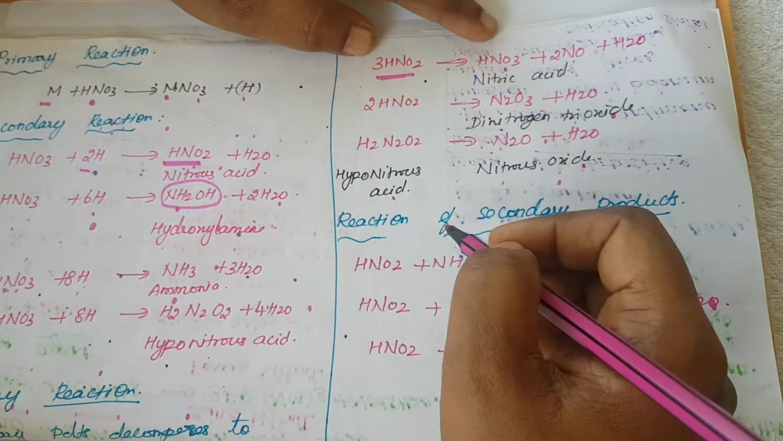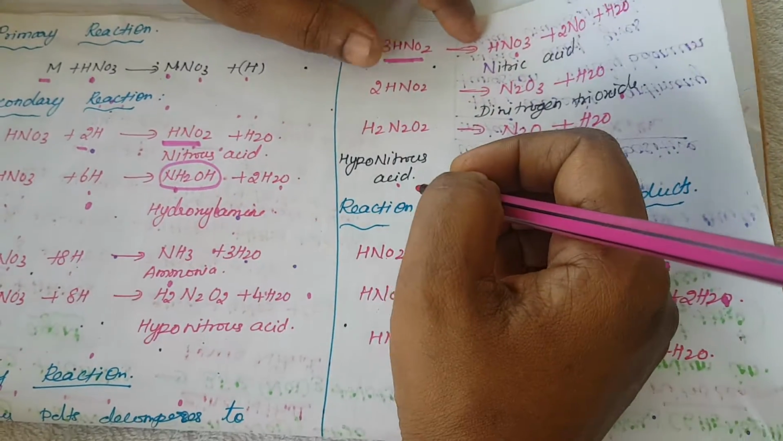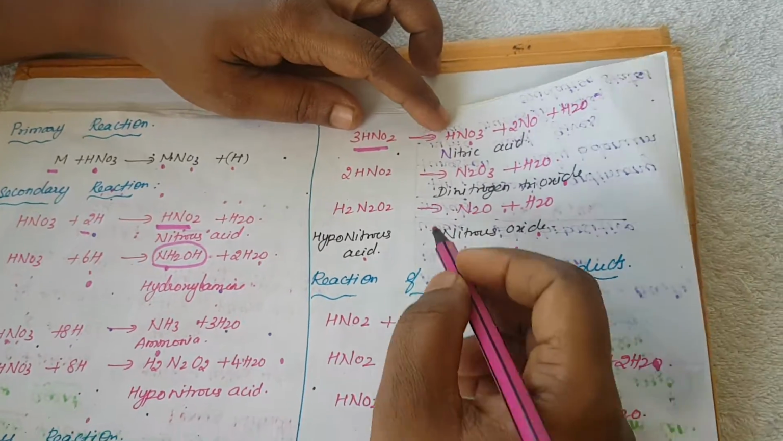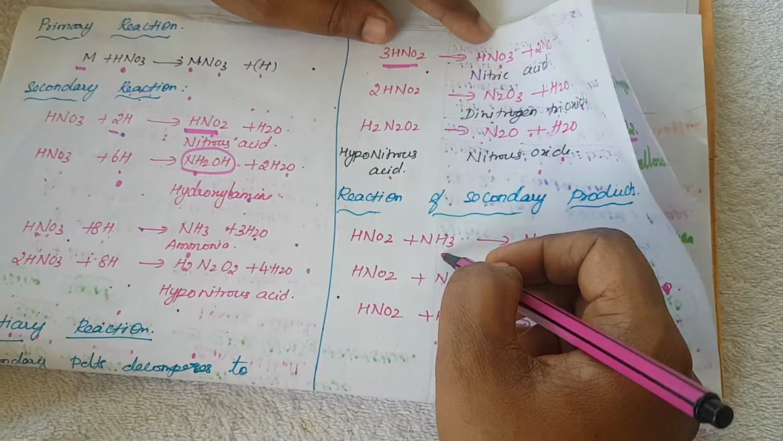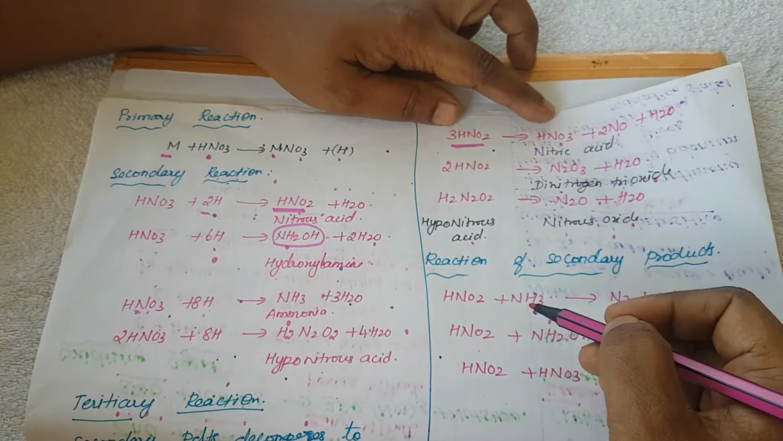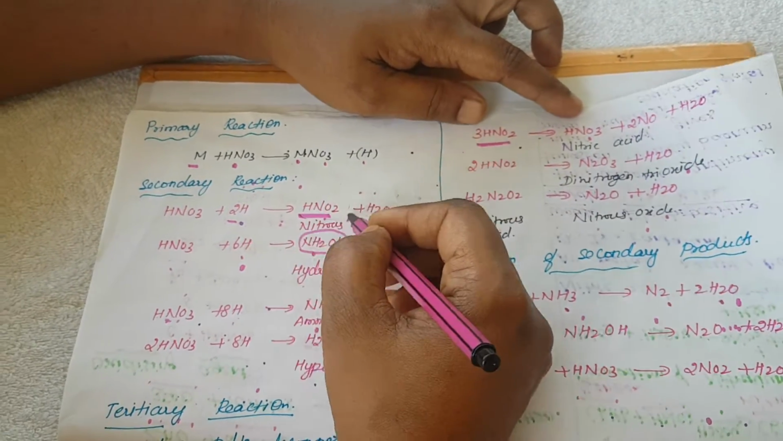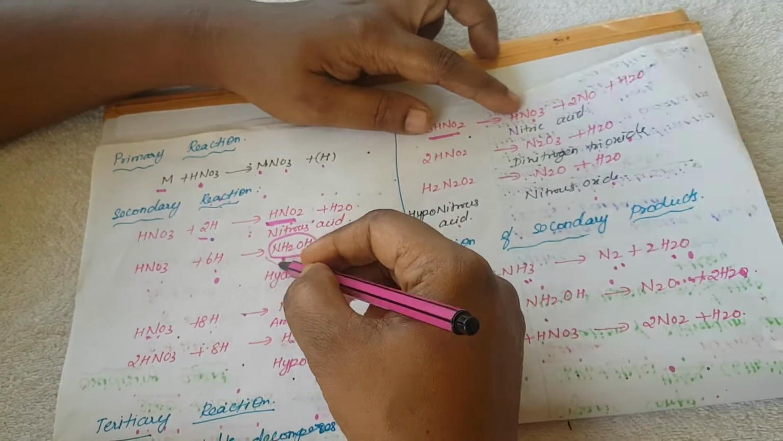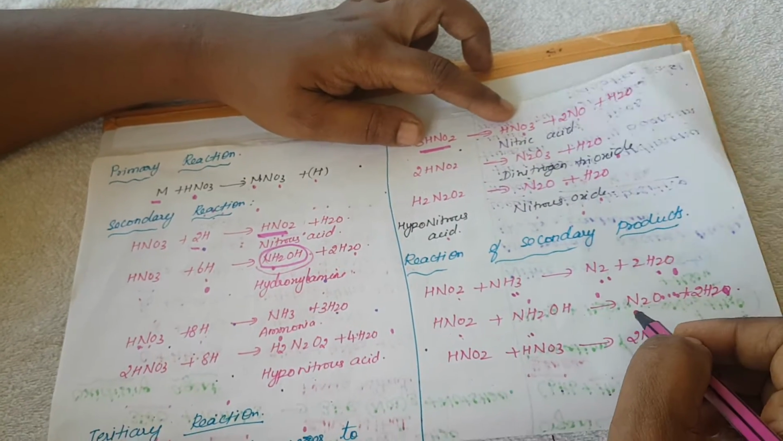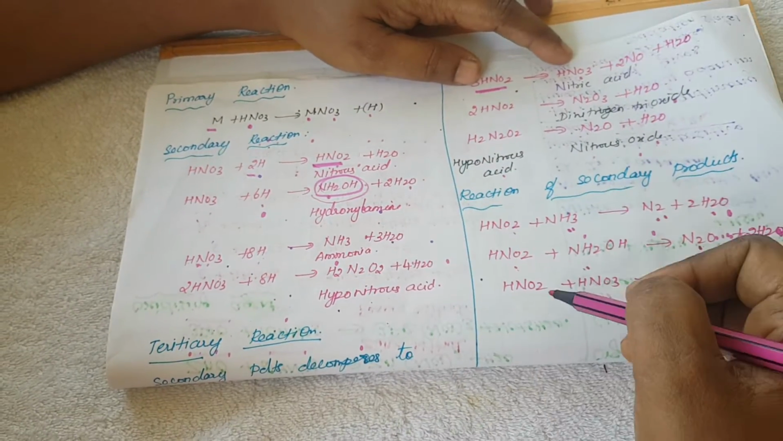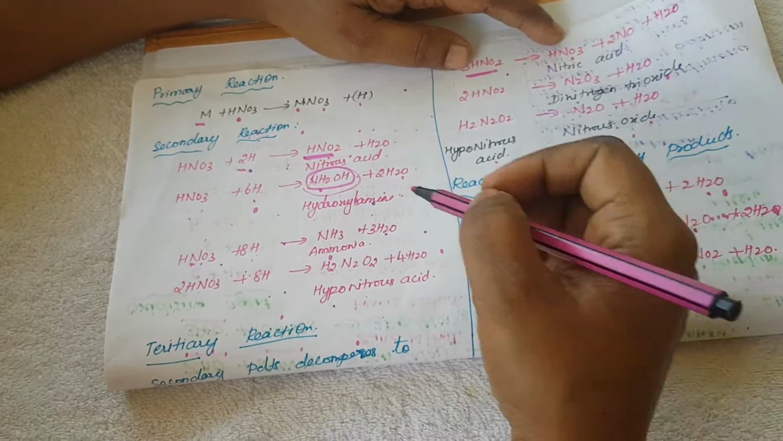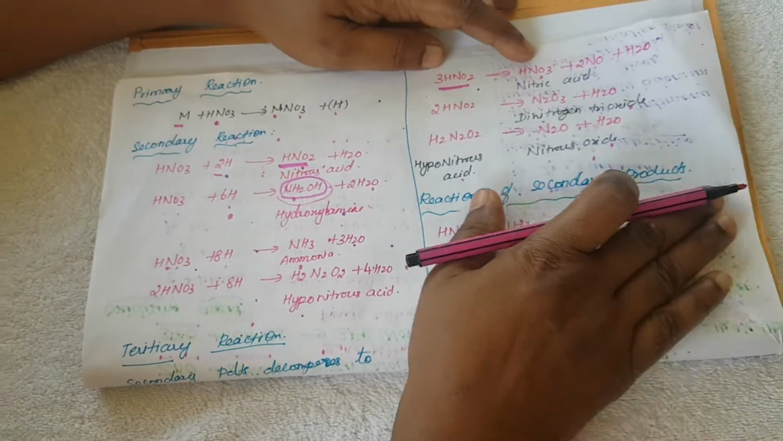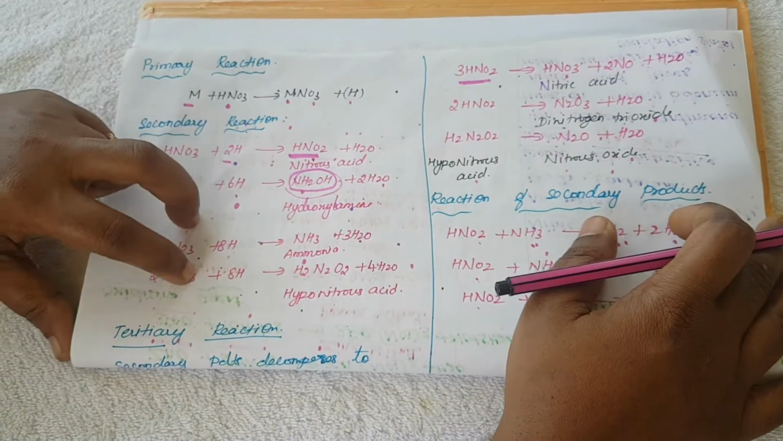Next is the reaction of the secondary product. What is the meaning of that? HNO2 plus ammonia gives nitrogen plus H2O. The product is HNO2, so this is the secondary product. HNO2 with ammonia gives nitrogen. HNO2 with ammonium hydroxide forms N2O. Again NH3, HNO2 plus HNO3, nitrous acid. Again NO with HNO3 forms NO2 and 2H2O. So these are all the primary and secondary equations.